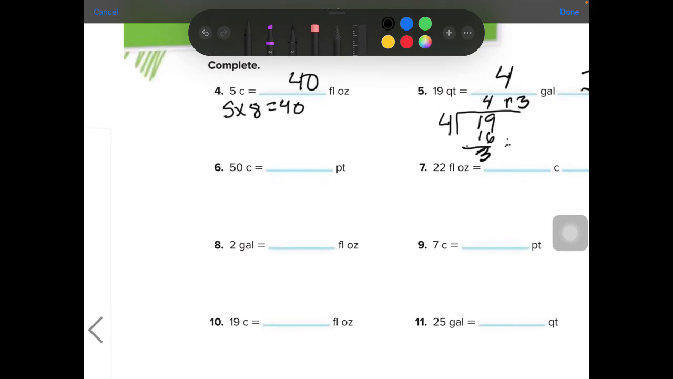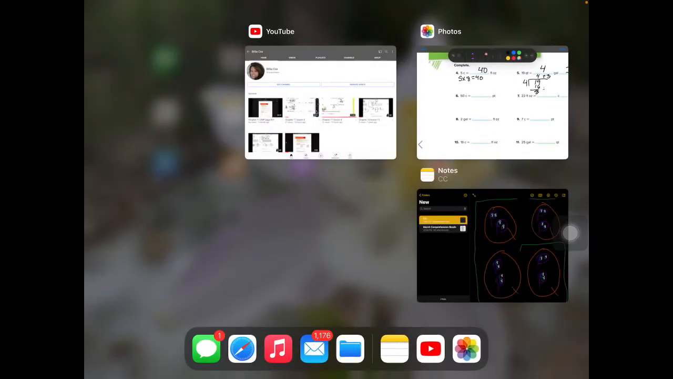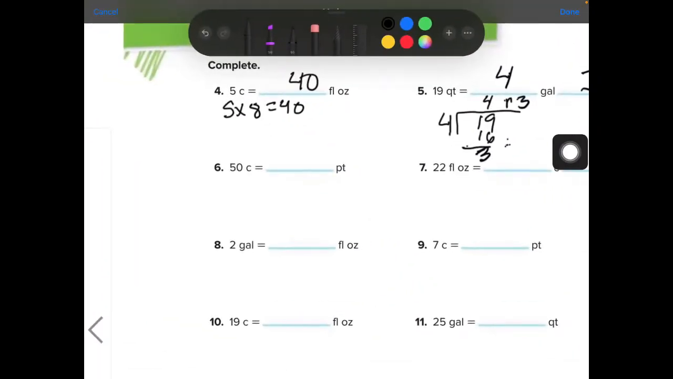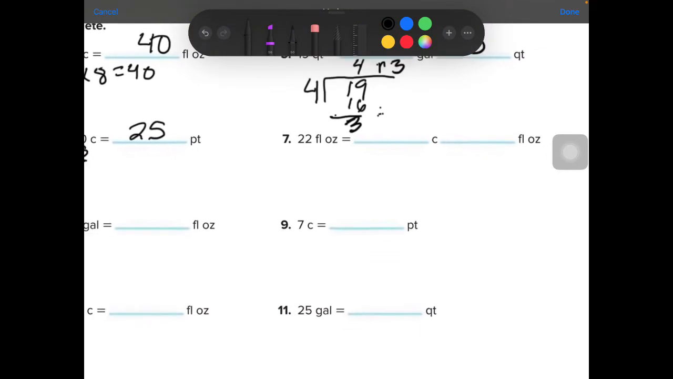Number 6, we have 50 cups. Oh, goodness. How many pints? Well, let's look. For each pint, there are 2 cups in it. So if I have 50 cups, I can divide that by 2, and I know 25 will go into it. So 25 pints would equal 50 cups.